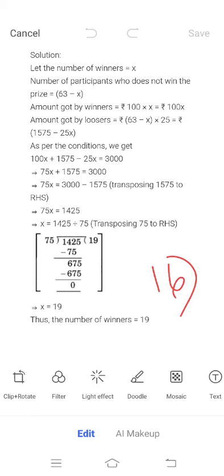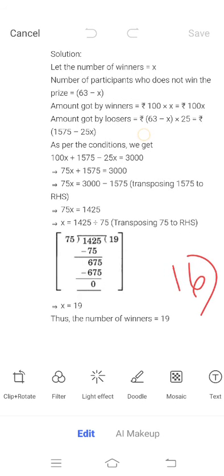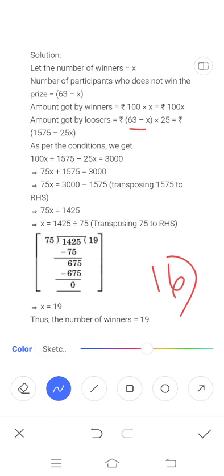The amount got by losers, the participants who do not win the competition, that means 63 minus x, 63 minus x into 25. So 63 into 25 is 1575. x into 25 is 25x. So as per the given condition, for winners and the participants who do not win, the total prize money is 3000. So 100x plus 1575 minus 25x is equal to 3000. 100x is the amount for winners, and 1575 minus 25x is the amount for losers. So the total money is 3000.